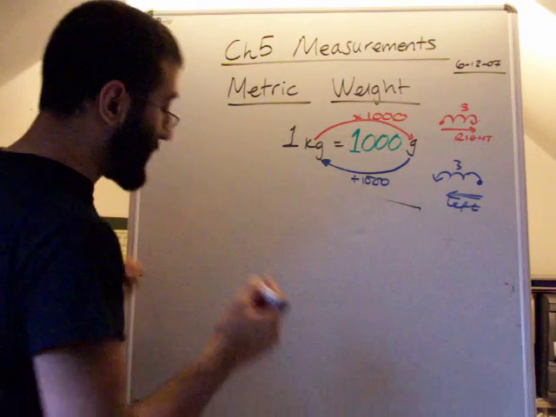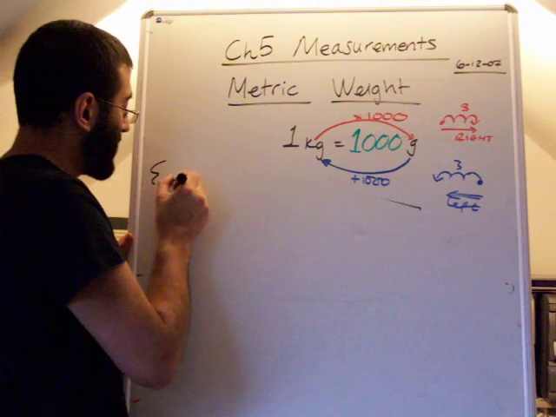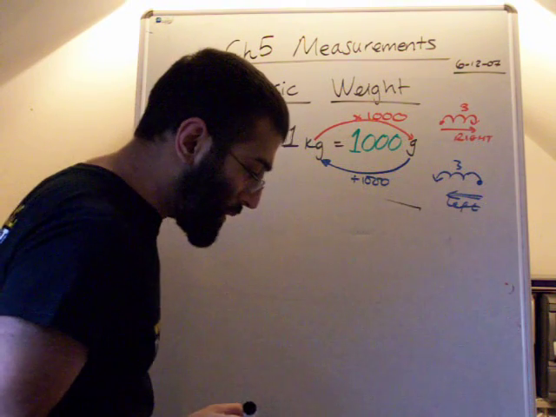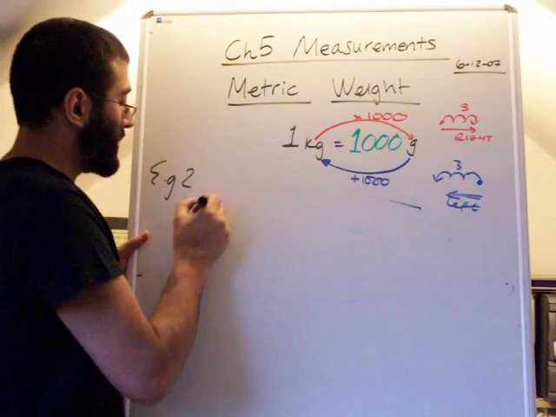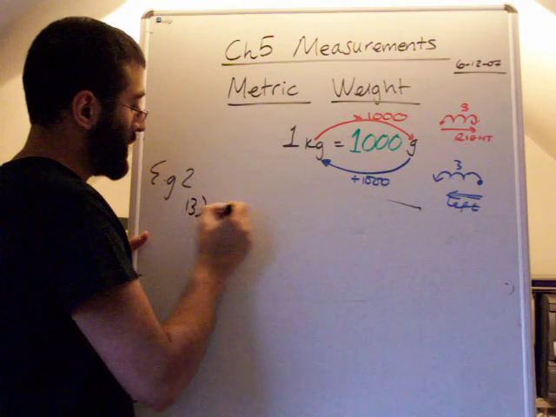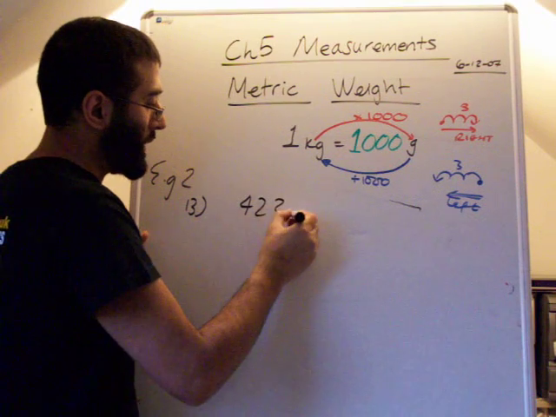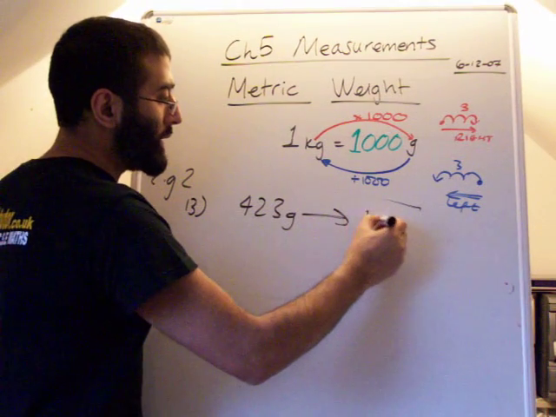Okay, example number 2. Example number 2, we're going to have a look at question number 13. We have 423 grams. We're going to convert that into kilograms.